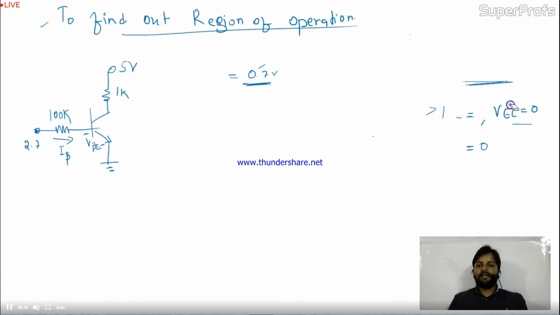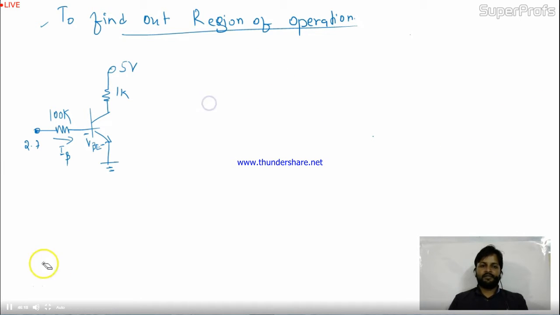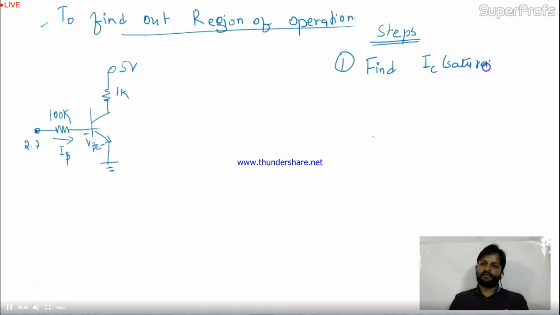Then we'll apply the procedure to this given problem. Okay, so the procedure is the very first point. The steps are the steps to find out the region of operation. The first step is to find IC saturation. Find IC saturation first. This is your first step.